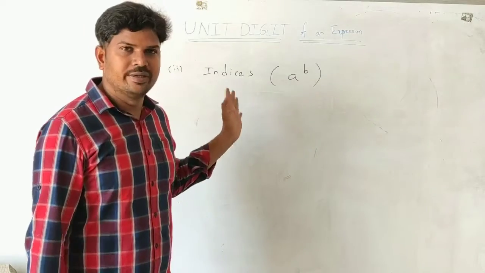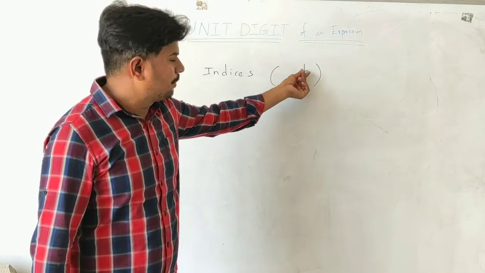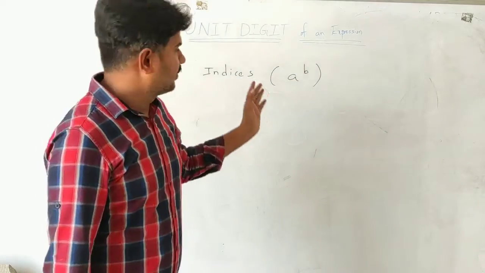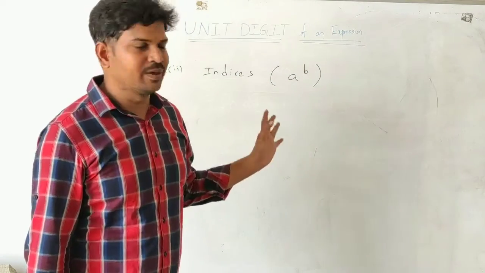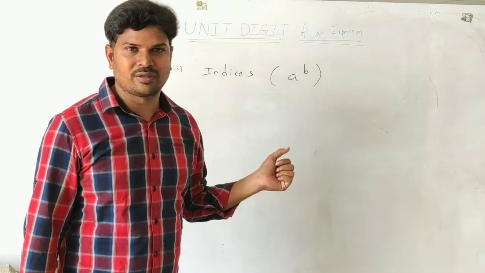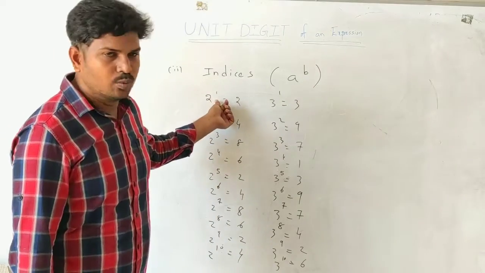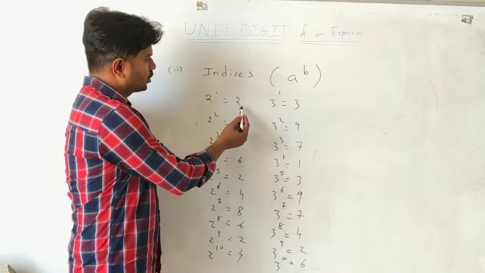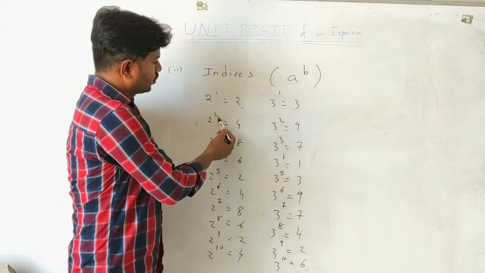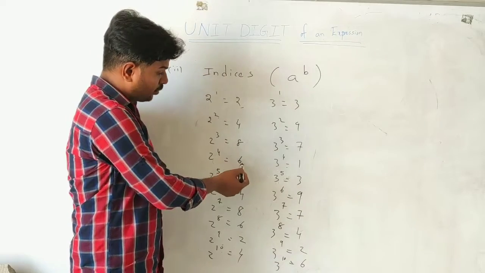How to find the units digit for indices, in a format like a to the power b? A is the base, B is the index. Whichever is in the power is called the index. If the problem is in this format, how to find it? We have a shortcut. I'll tell you the logic behind the shortcut, then I'll tell you the shortcut. For example, take the powers of 2. 2 power 1 is 2, 2 square is 4, 2 cube is 8, 2 power 4 is 16. I require only units digits, so I wrote only 6 here.